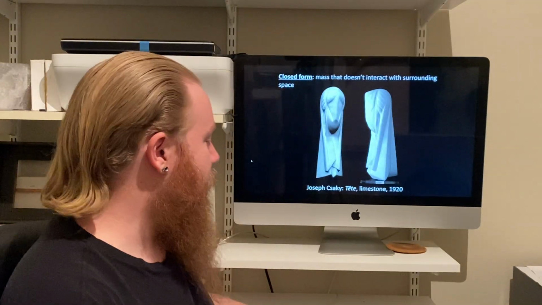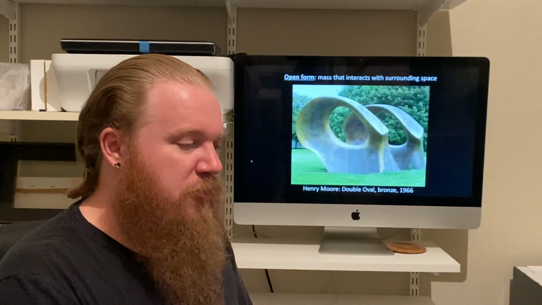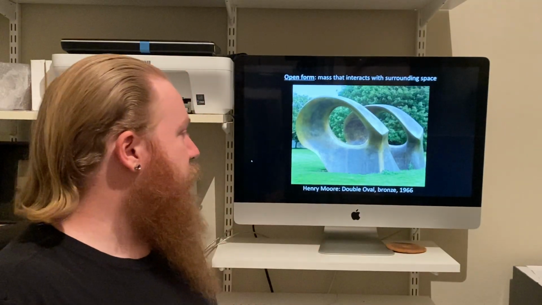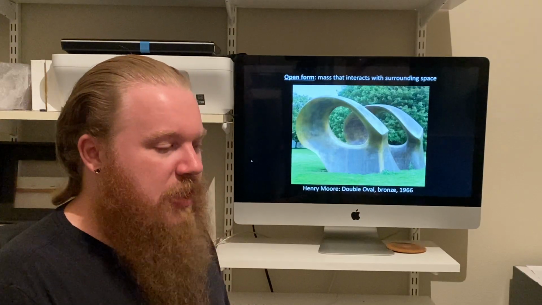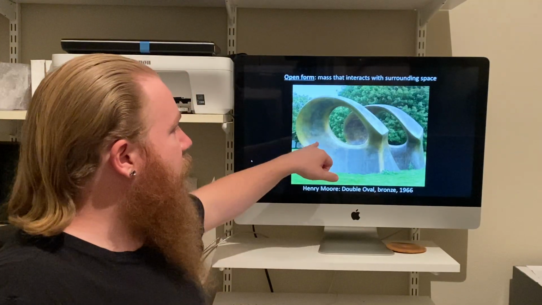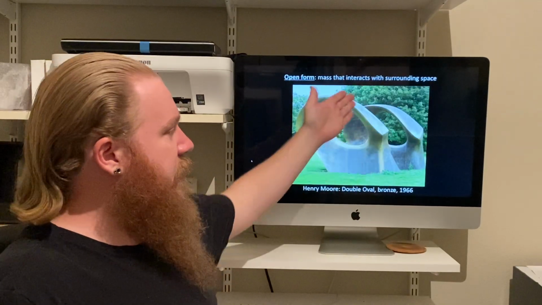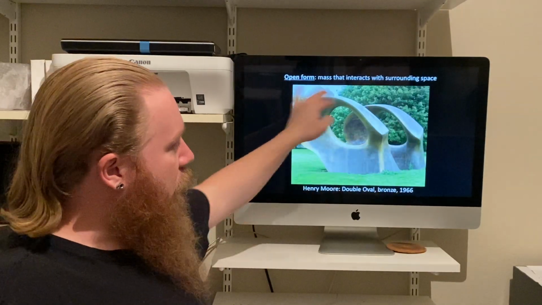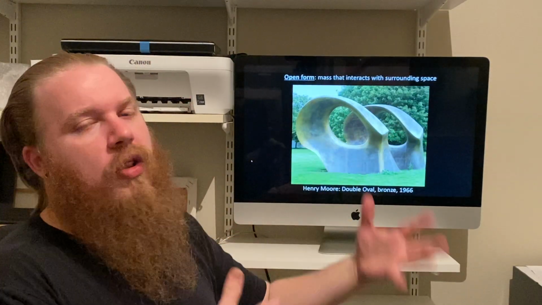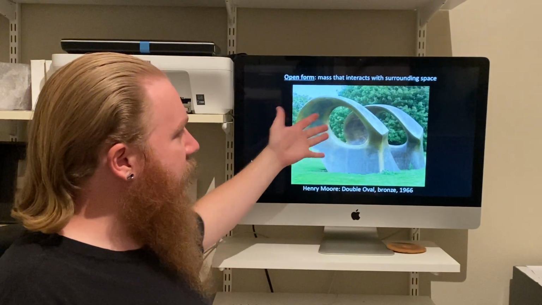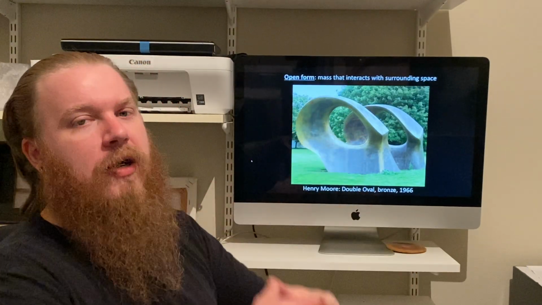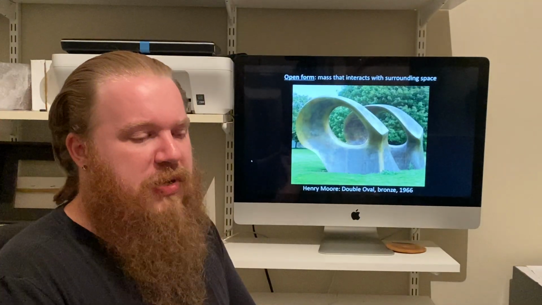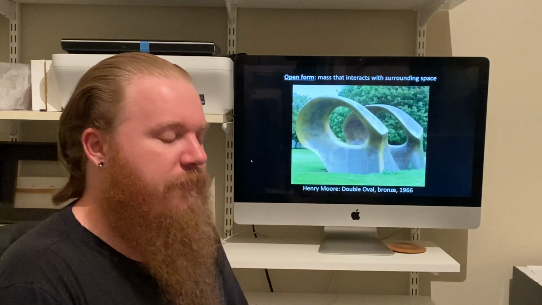That is opposed to, say, an open form, which refers to a mass that interacts with its surrounding space. And so here we can see Henry Moore's double oval. This would be considered an open form, not only because of the actual holes in the forms themselves, but we could interact by going all through and around them, through the holes in the center, all of these kinds of things. But this open area of the sculpture opens the sculpture up to the surrounding space and makes it part of its environment, rather than being just a closed off kind of form.